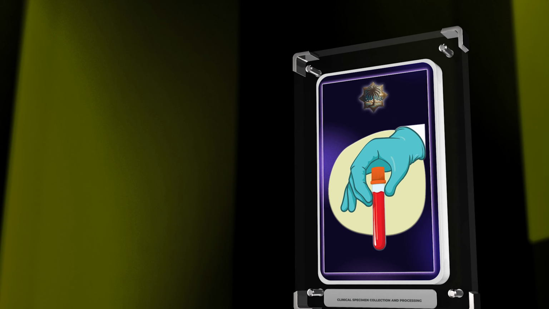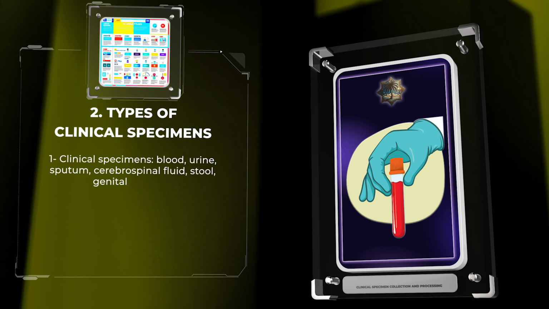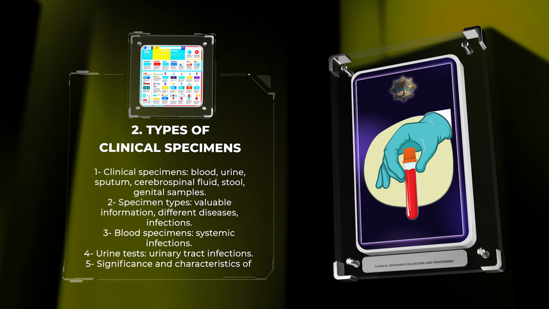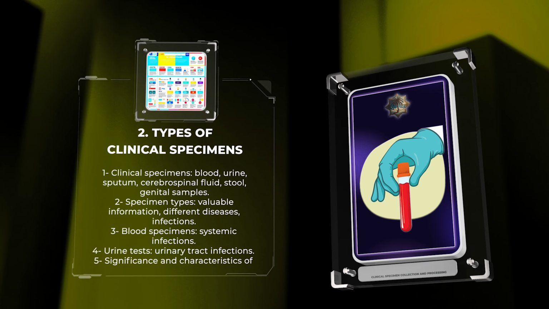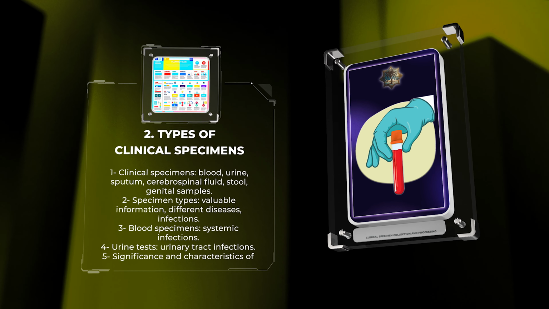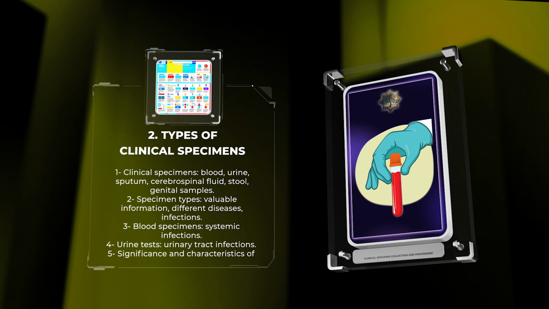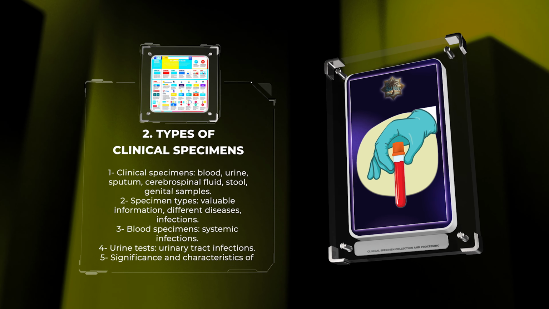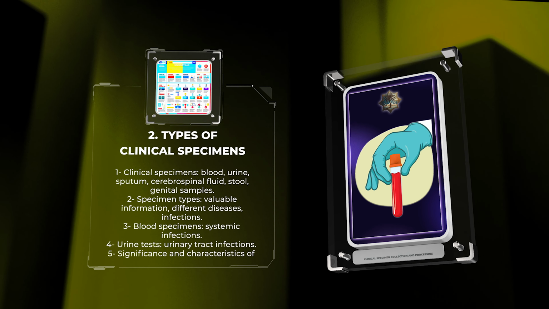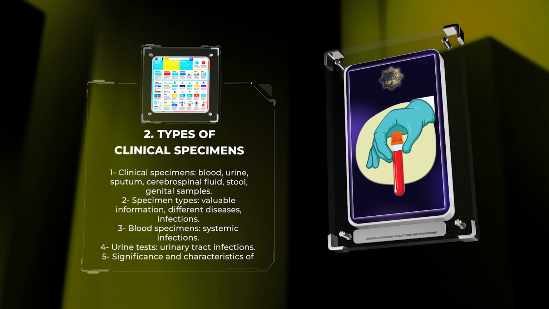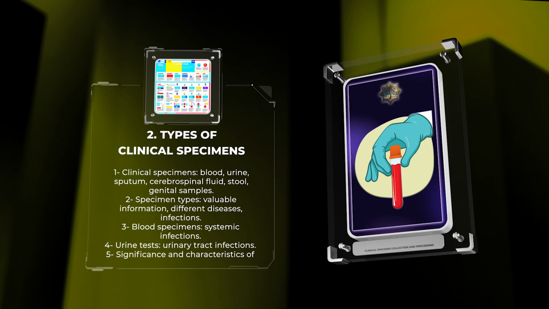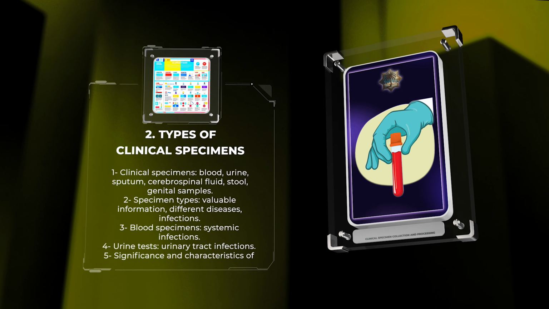Clinical specimens come in various forms, including blood, urine, sputum, cerebrospinal fluid, stool, and genital samples. Each specimen type provides valuable information regarding different diseases and infections. For instance, blood specimens aid in the identification of systemic infections, while urine tests help diagnose urinary tract infections. Understanding the significance and characteristics of each specimen type is crucial for accurate diagnosis and selection of appropriate laboratory tests.